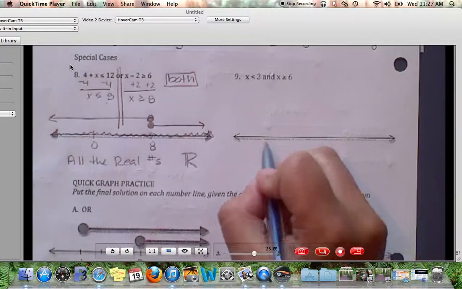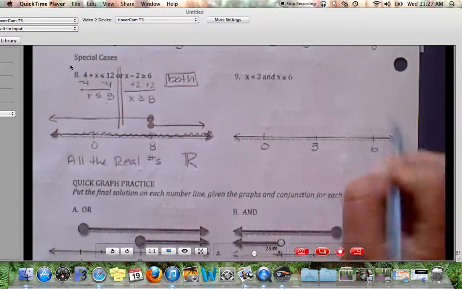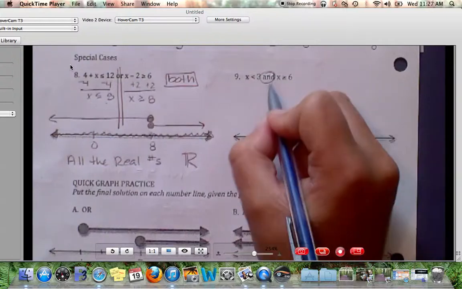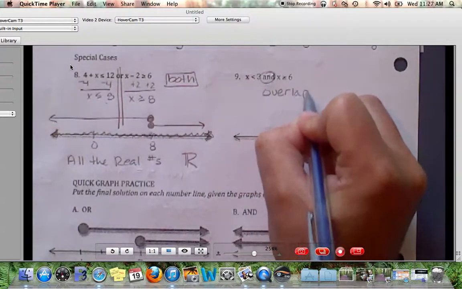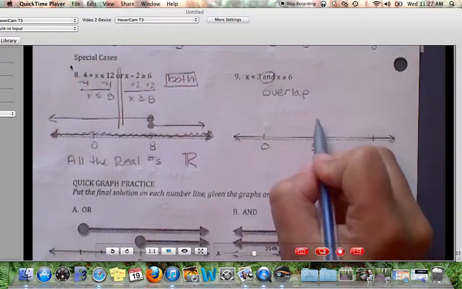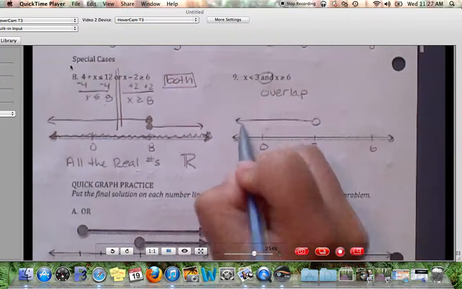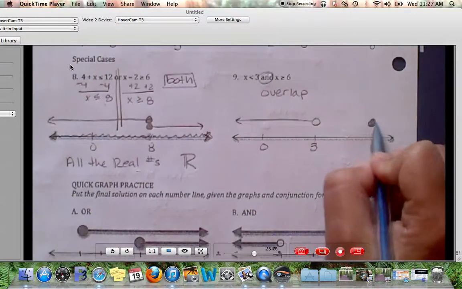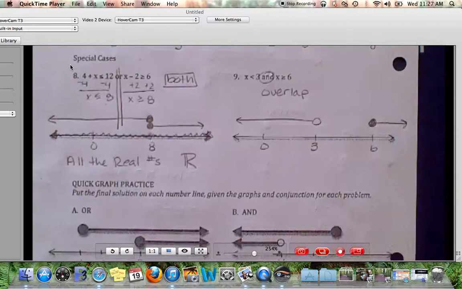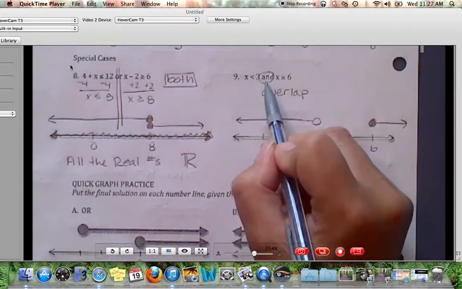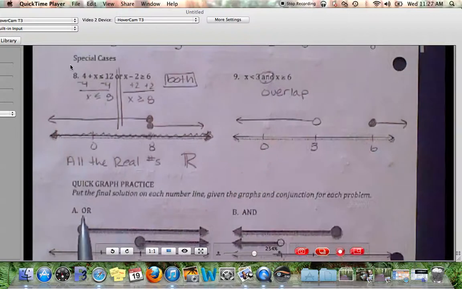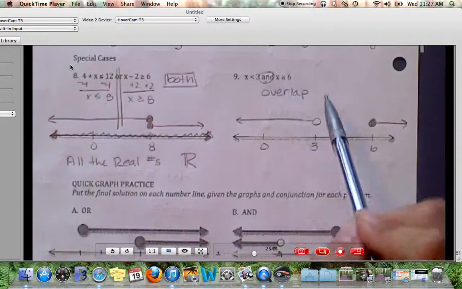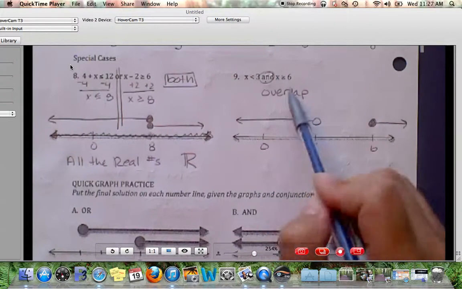The second special case, if you haven't tried it, try it first. We're going to graph 0 and 3 and 6. What is the conjunction? It is and, and the key word that goes with and is the place where they overlap. It says x is less than 3. X is greater than or equal to 6. So I'm looking for a number that's less than 3 and greater than or equal to 6. Think about that. I'm trying to find where these two overlap. Do they overlap?